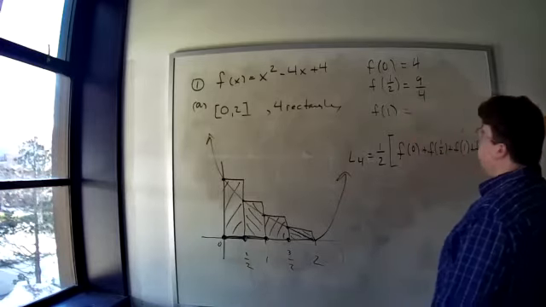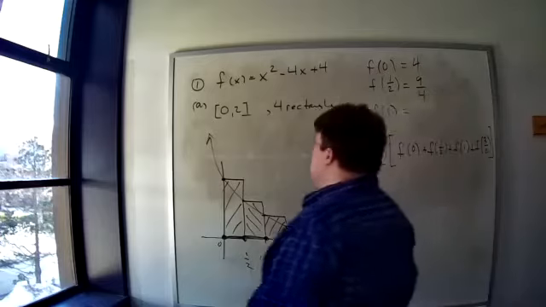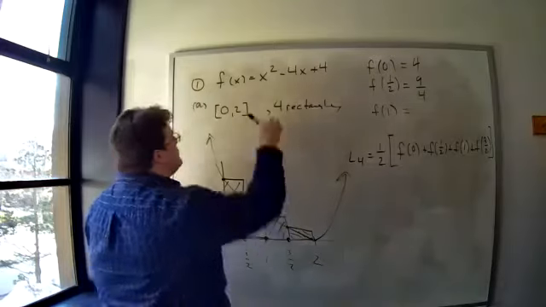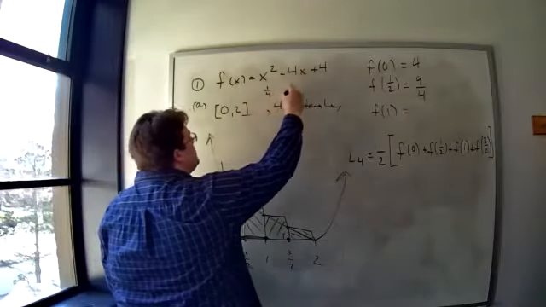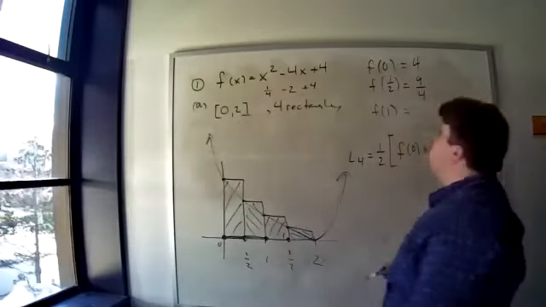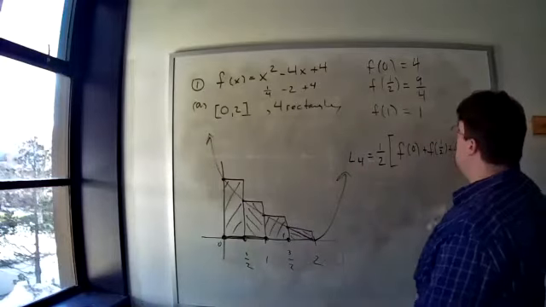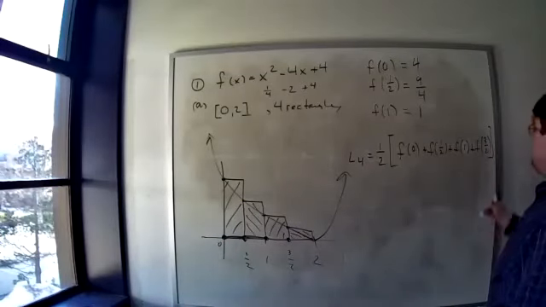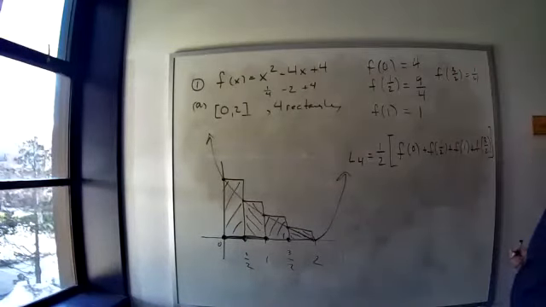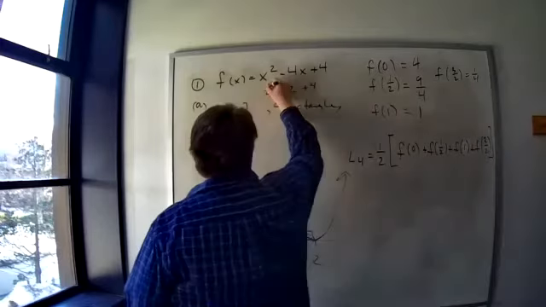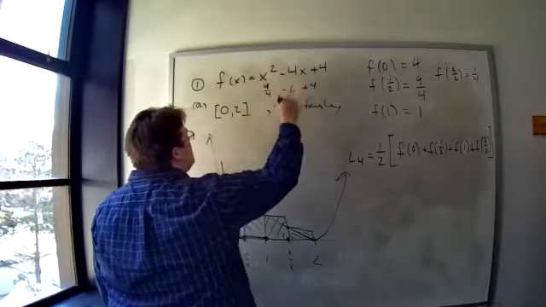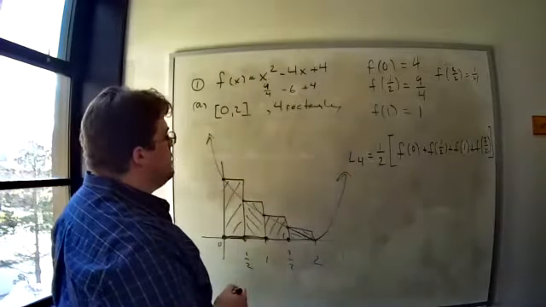F of 0 is 4, f of 1/2 is 9/4, which I didn't get from this equation. I'll mention that in a moment. But if you use this equation, you get 1/4 minus 2 plus 4. So that's 1/4 plus 2, which is 9/4. F of 1 is 1 minus 4 plus 4, which is 1. F of 3/2 is 1/4. If you did f of 3/2, what would you get? You'd get 9/4 minus 3/2 of 4, so minus 6, plus 4, so 9/4 minus 2, which is 1/4.